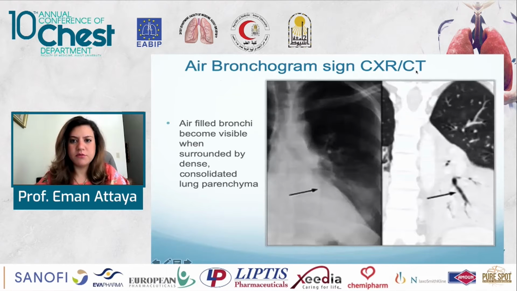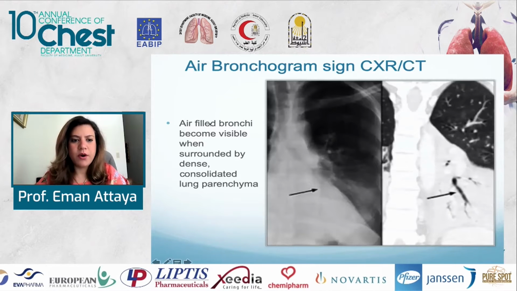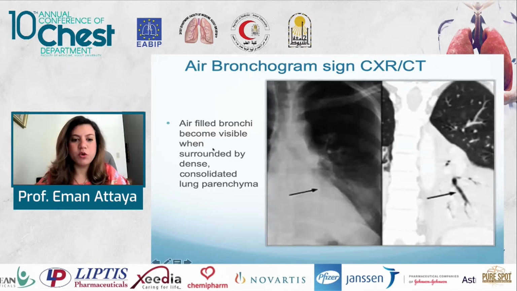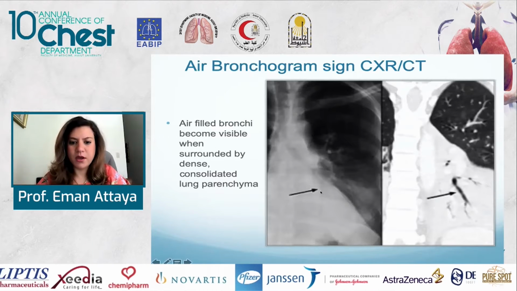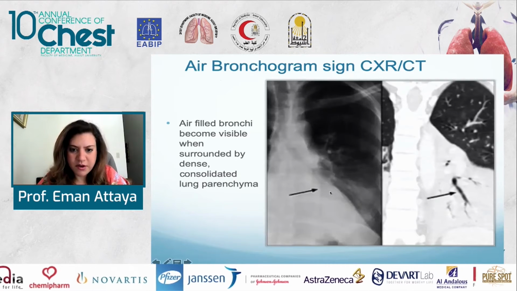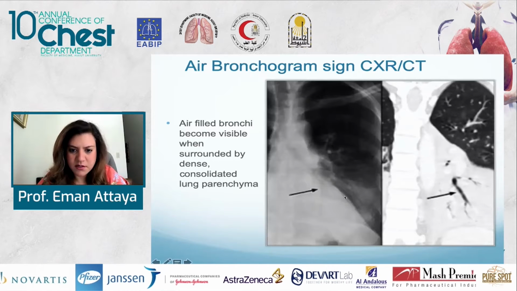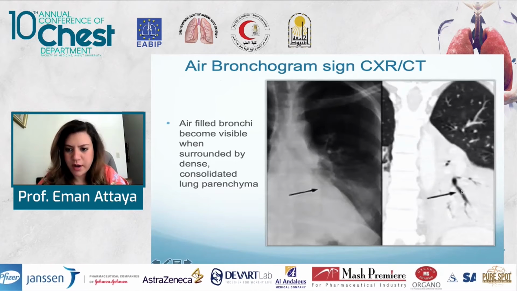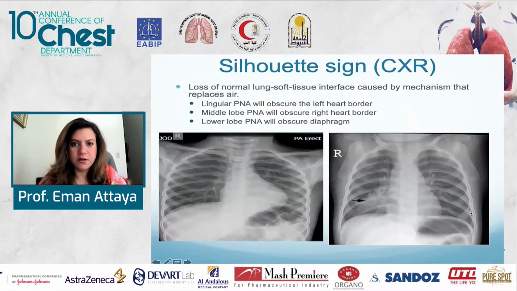We can see it on chest x-ray and CT, but air-filled bronchi become visible when they're surrounded by consolidated lung parenchyma. So if you can see, maybe this is very faint here, but you can see these branching lucencies, those are air bronchograms, and it's better depicted on CT here.